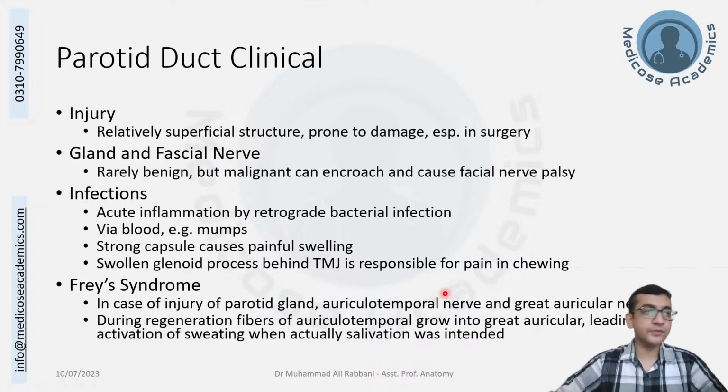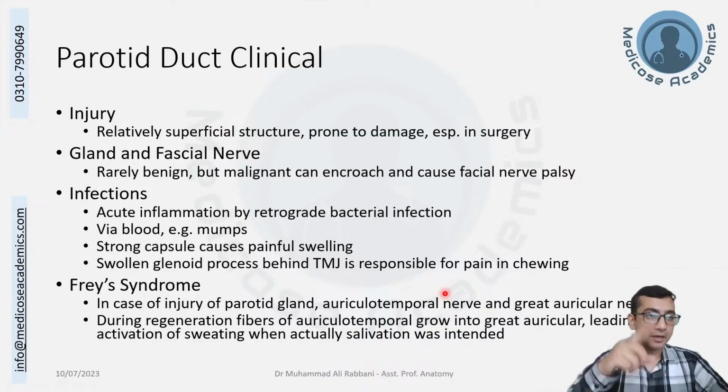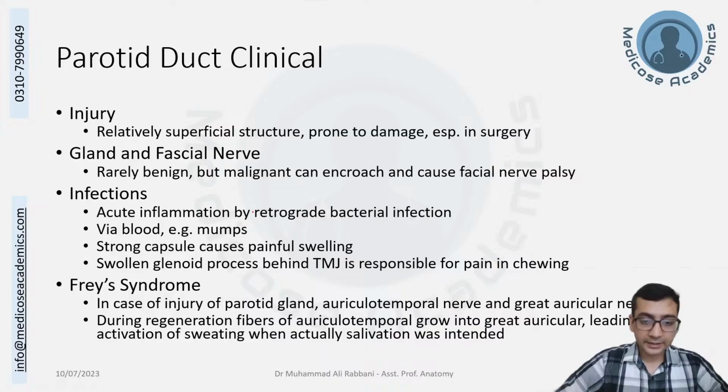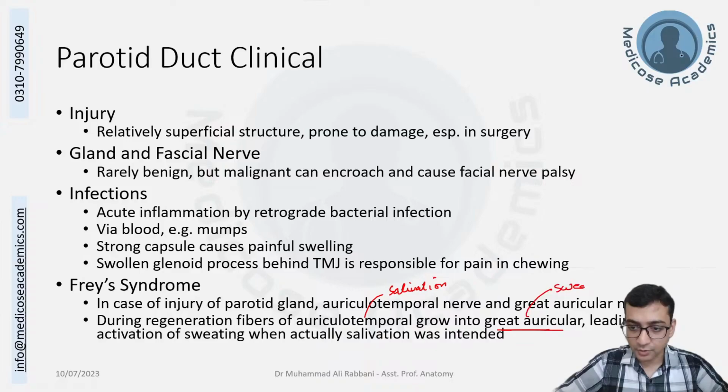So if there is an injury or surgery on this area, and both of these nerves get damaged, there is a chance that fibers of one nerve grow into the other one. So when you are eating, what happens is that the auriculotemporal nerve that is responsible for salivation gets mixed up with the greater auricular nerve that is responsible for sweating.